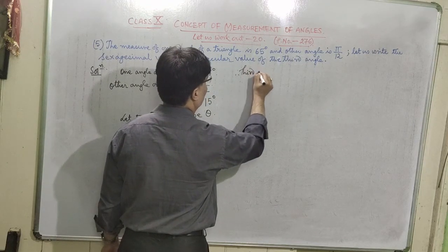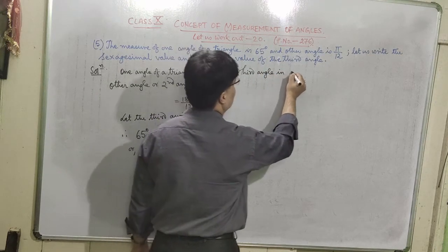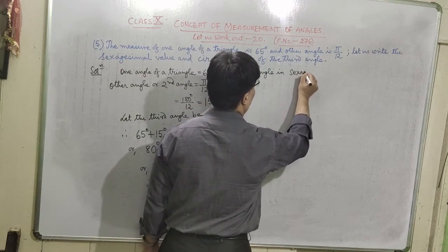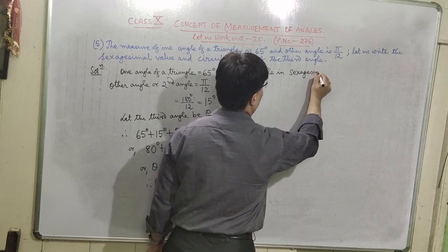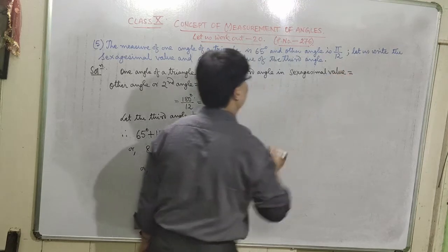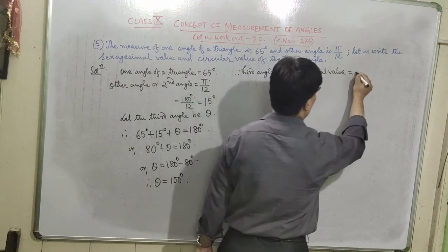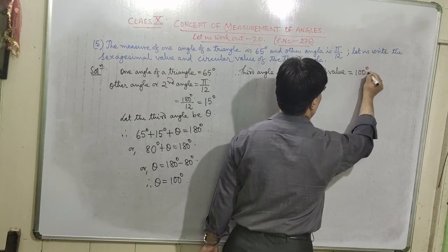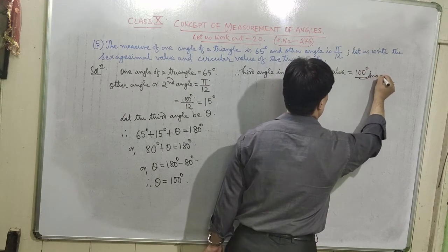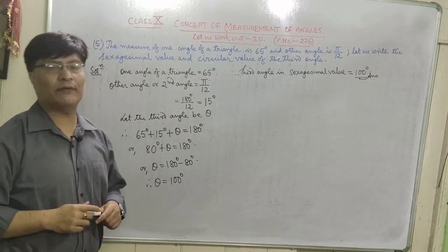That is the answer. Therefore, let us write down the answer. Third angle in sexagesimal value, that means in terms of degrees, is equal to 100 degree. So this is the answer. I think you have understood it.